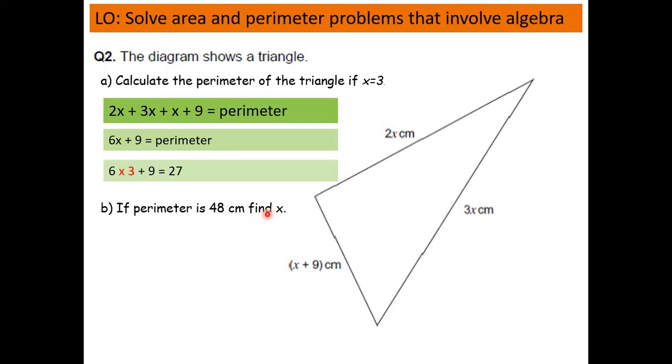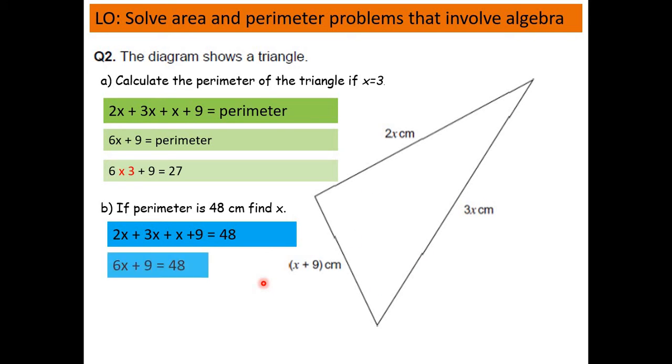find x. So again, let's write out our formula. 2x plus 3x plus x plus 9 equals 48. These 3 sides added together are 48. Collect our like terms. Again, we get 6x plus 9 because our 2x, 3x is 5x, another x is 6x. So that's our 6x plus 9 equals 48.